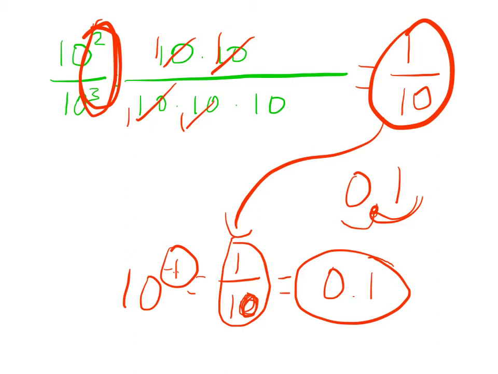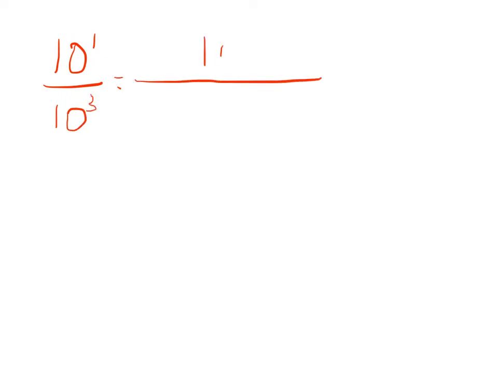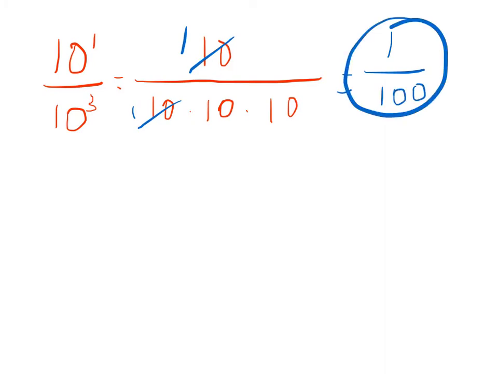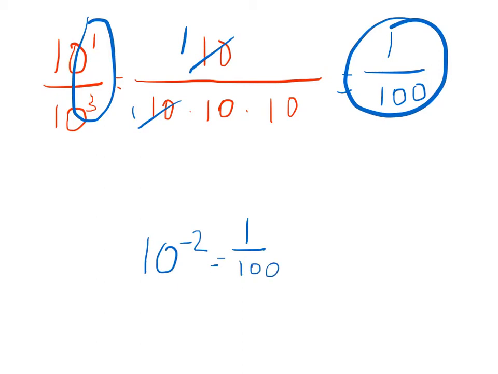Alright, let's do another one that's a little bit similar, a little bit different. 10 over 1 divided by 10 to the third. I'll have just 1 10 up there. On the bottom I'll have all 3 10s. Cancel out. Get a 1 over 1, so I'm left with 1 over 10 times 10 is 100. And if I subtract these two, 1 minus 3 will be negative 2. So 10 to the negative 2 equals 1/100th.